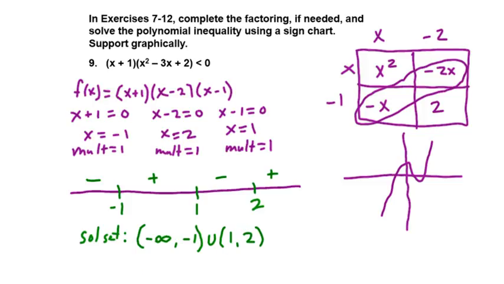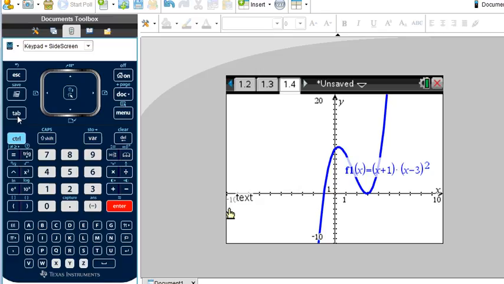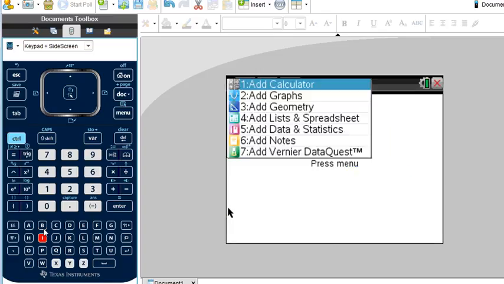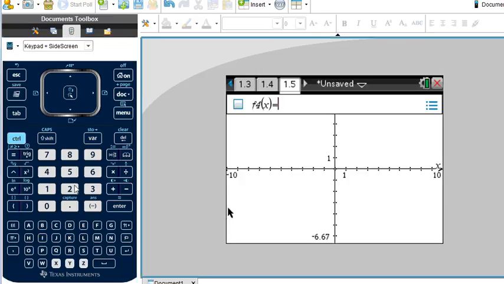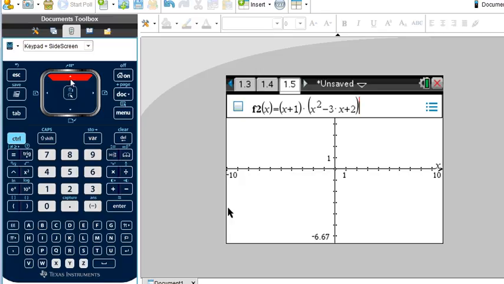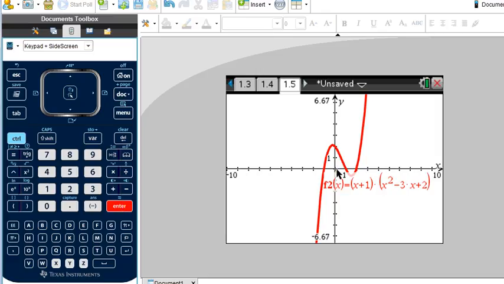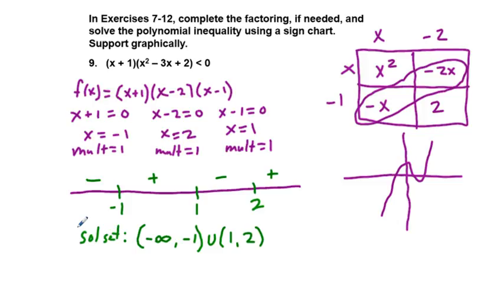Let's go confirm graphically. Okay, this is our equation entered, unfactored, but we just press enter, and we see a 0 from negative infinity to -1, and then between 1 and 2. So we have graphical confirmation. So this would be our correct answer right here.